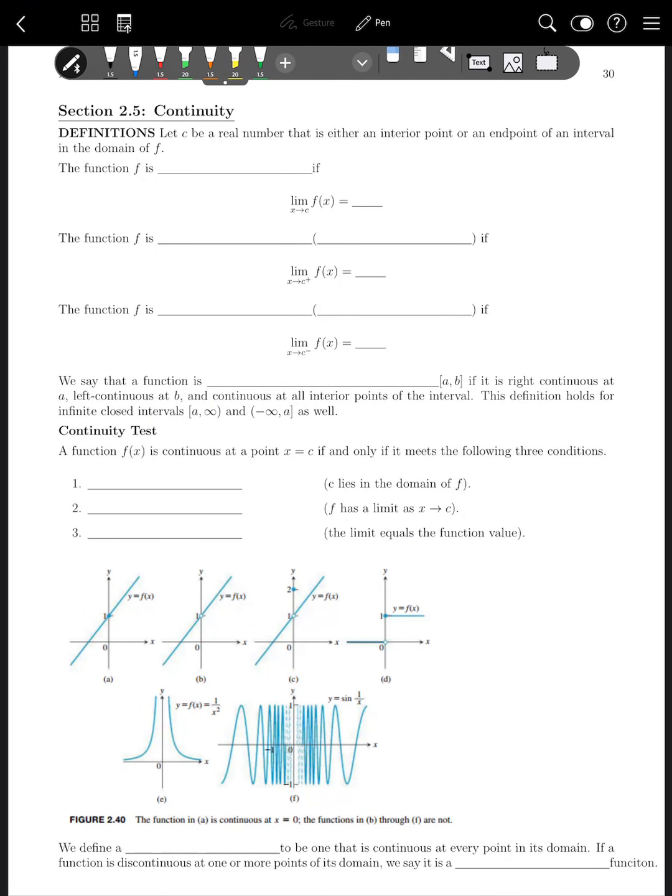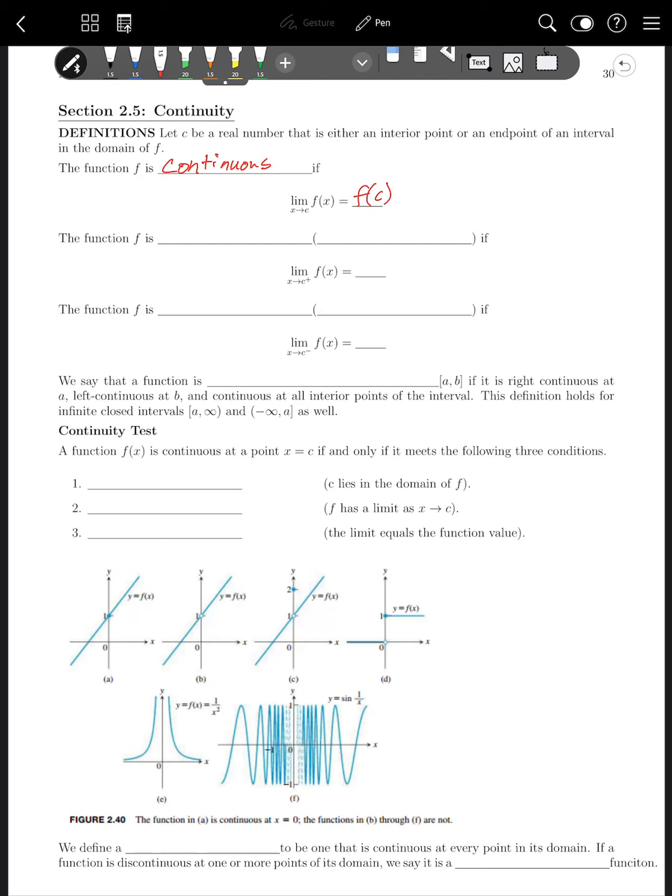Okay, so we're going to get started here on section 2.5. So continuity. Let c be a real number that is either an interior point or an endpoint of an interval in the domain of f. The function f is continuous if the limit as x approaches c of f of x is equal to the function value at c.